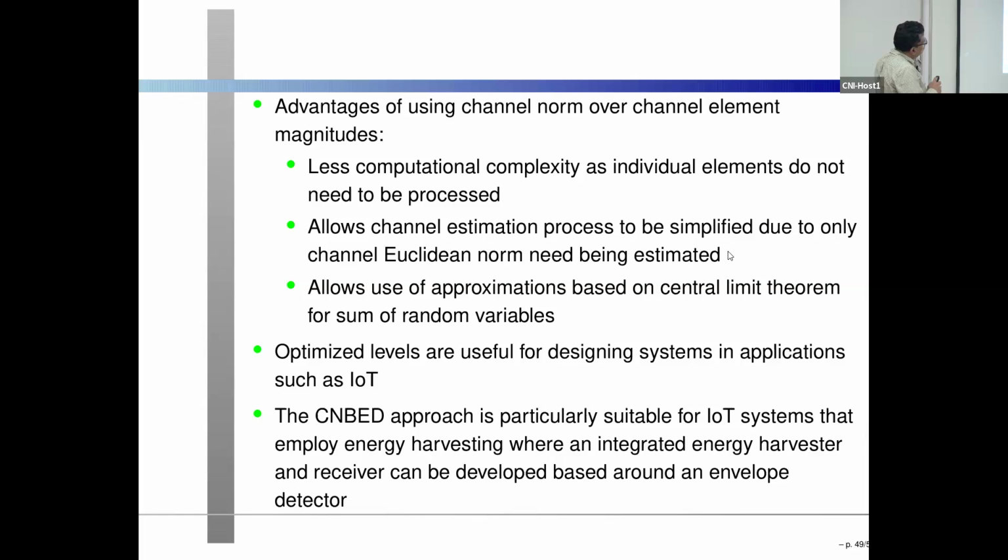Okay, so now these are some of the advantages of using channel norm over channel element magnitudes. One is less computation complexity and allows channel estimation process to be simplified, and use of approximations based on central limit theorem. That is another advantage. You can simplify your optimum receiver in channel norm case. You can't do it for the other case. And these are useful for designing systems in IoT applications, and of course the CNBD approach is particularly suitable for IoT systems.